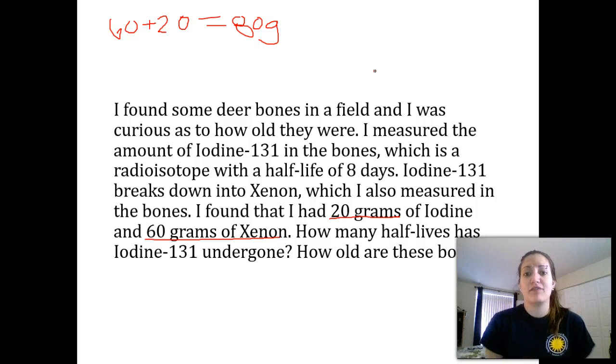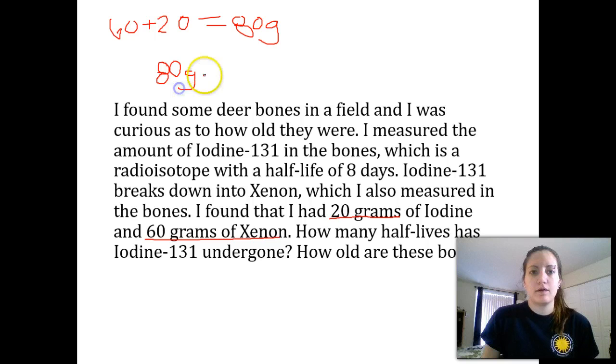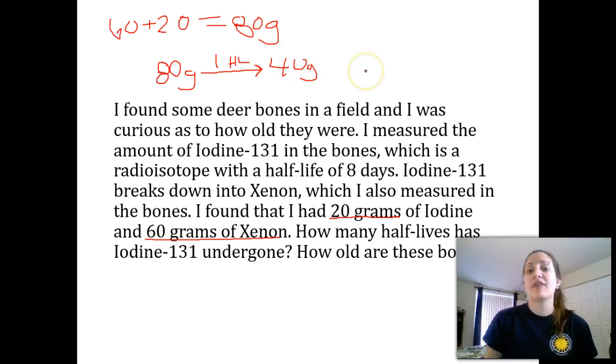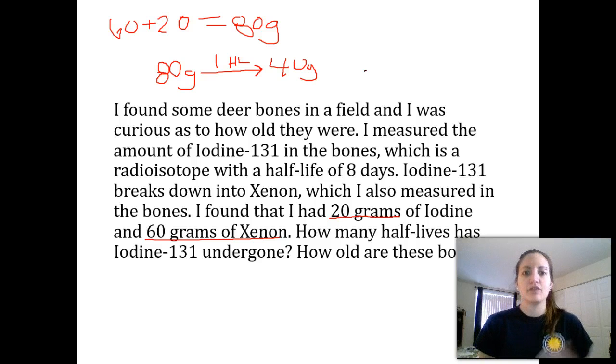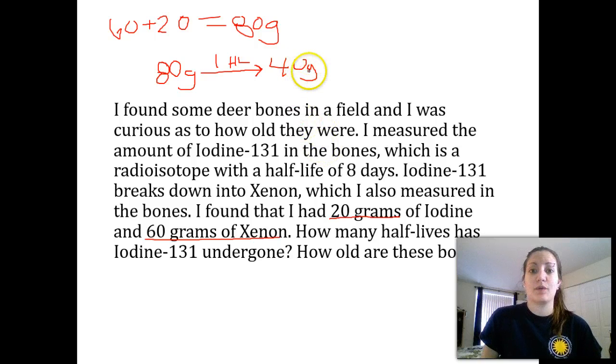So the way I recommend figuring out how many half-lives and how old the bones are is just drawing it out. So we originally had 80 grams. One half-life occurred. So now we have 40 grams. Remember, a half-life is the length of time it takes for a sample to break down in half. So in the case of iodine, it takes 8 days for this sample of 80 to break down into 40. Well, we're trying to get to 20 and we're not there yet, so I'm going to do one more half-life. And now we are at 20 grams.